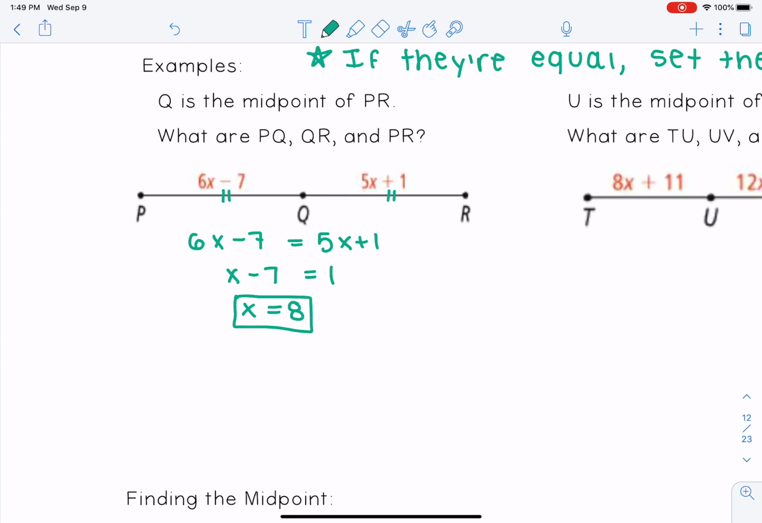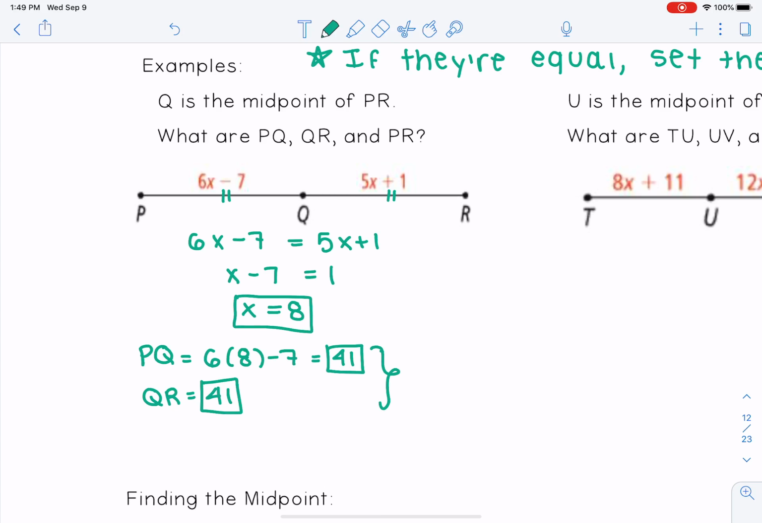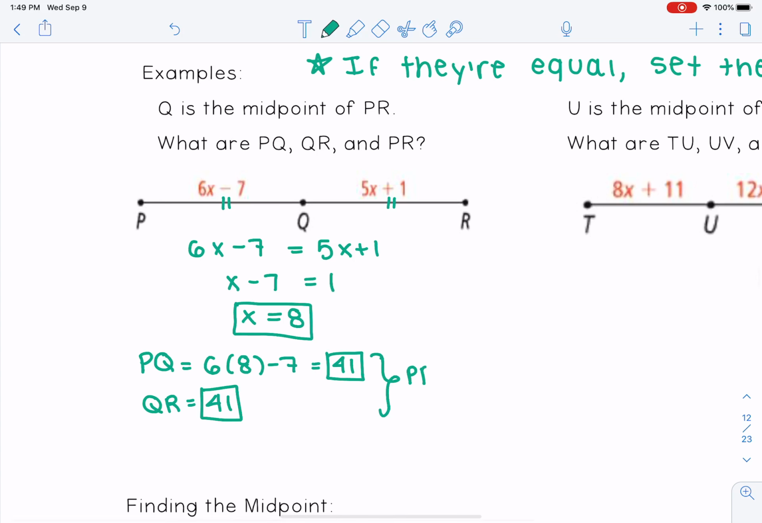Now let's plug in. PQ is 6 times 8 minus 7, which is 41. I could plug into 5x plus 1, but if they're the same, why do extra work? I can just say QR is also 41. That means the entire thing is double that, so PR is 82. You could always check by plugging in everything, making sure everything's equal.